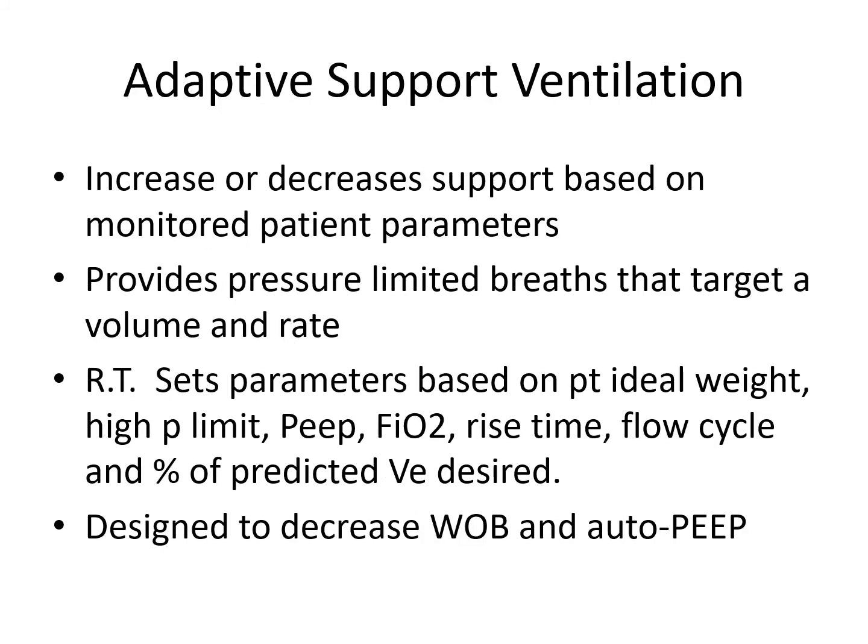Adaptive support ventilation. This is available on the Hamilton G5. This again increases or decreases support based on monitored patient parameters. So the respiratory rate and the tidal volume are selected by a ventilator's algorithm to provide the minimum work of breathing for the patient. So it provides pressure limited breaths that actually target a volume and a rate.